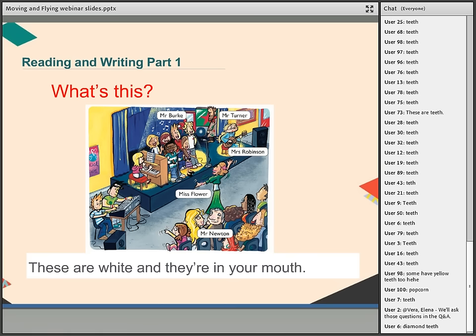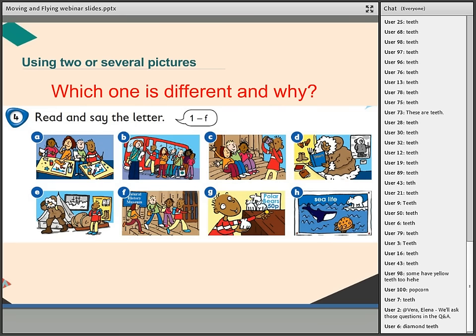So we've been looking at different ways of using one scene picture. Now I'm going to move on to look at some other pictures, and in this case we're working with two or several pictures. So these pictures again come from Kids Box 4, and they show a story about a school trip. But we can use them as well to practice and prepare for different parts of the Movers test.